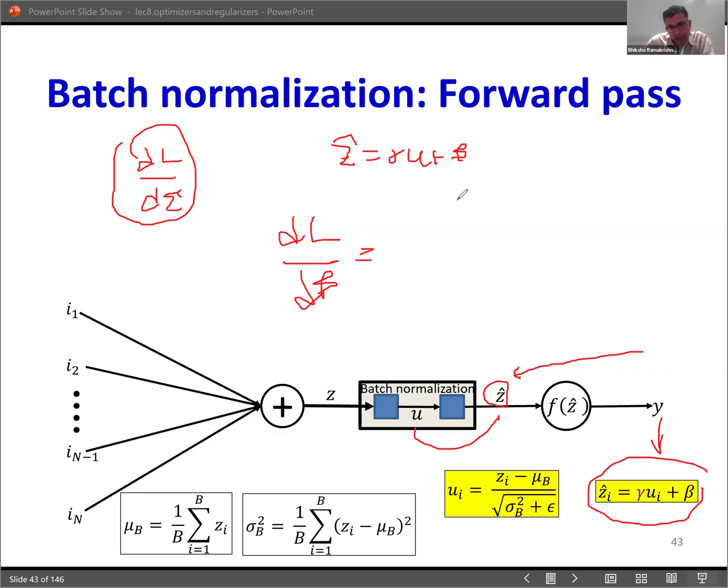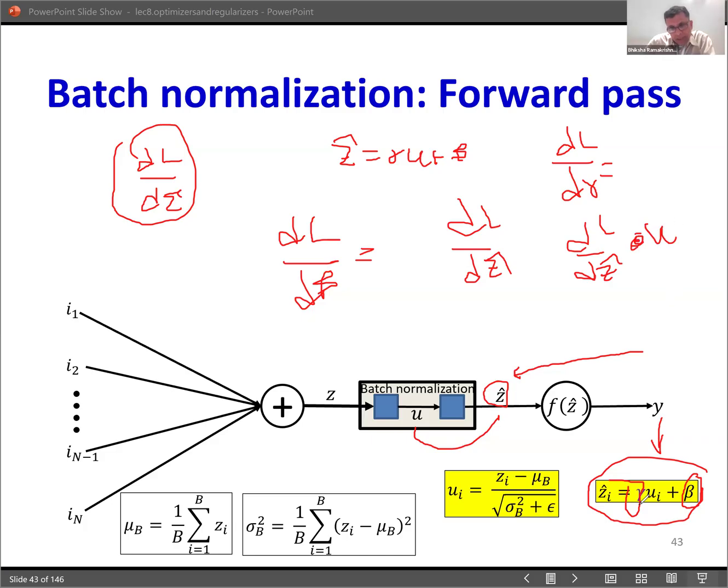It's just going to be the derivative of the loss with respect to z hat, right? Nothing changed. So we now have the derivative for this guy, which can be learned using gradient descent. What is the derivative of the loss with respect to gamma? What is dL over d gamma? That's simply going to be dL over dz hat times u, right?